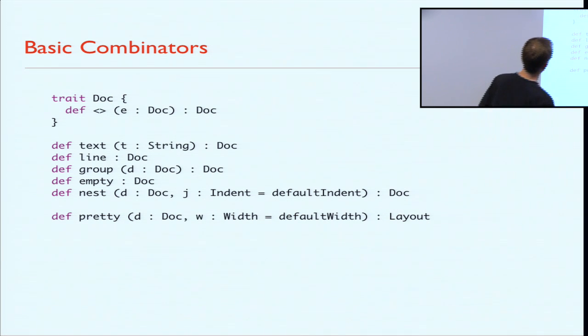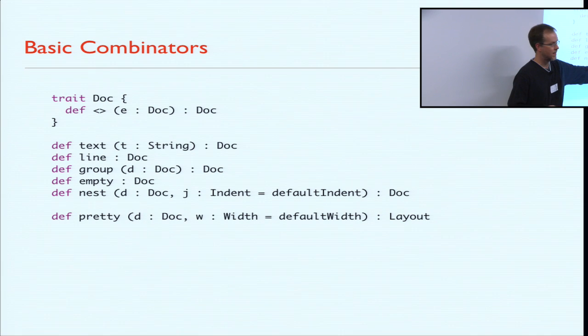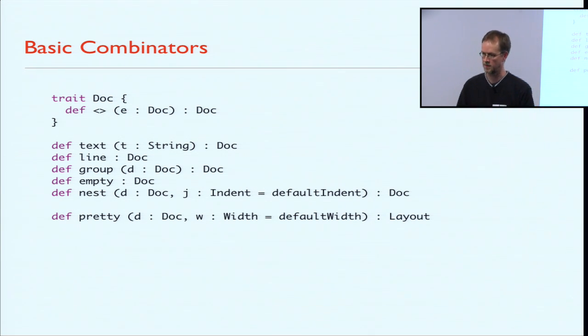Oh, and there's a composition thing here. So this says if you've got a document, you can compose it with another document, basically puts them next to each other in the output. So the idea is you use these primitives to build up a doc, and then you pass it to this pretty function and give it a width. And the idea is that the pretty printing algorithm is going to print this in that width by making some choices about where to put the line breaks inside groups. That's the story.